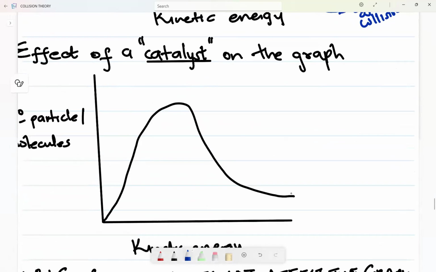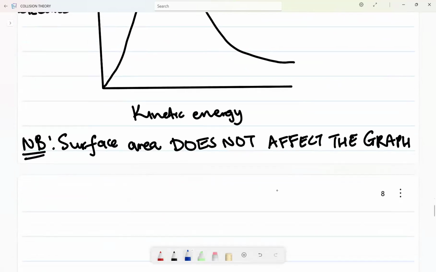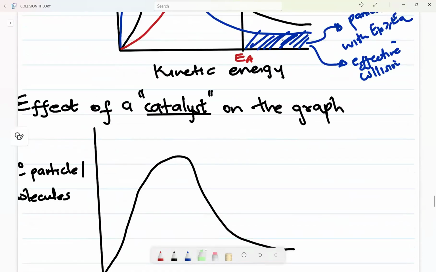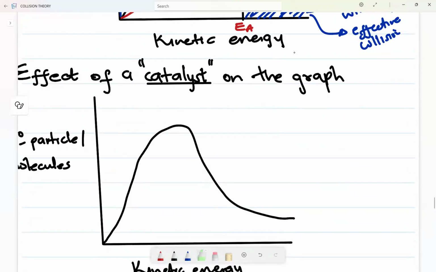Then let's move to the effect of a catalyst. This one is interesting. Another thing to take note of: surface area does not affect the graph. So there is no question that you'll encounter where they talk about surface area. Yes, do not lie in an exam. This is the last part.